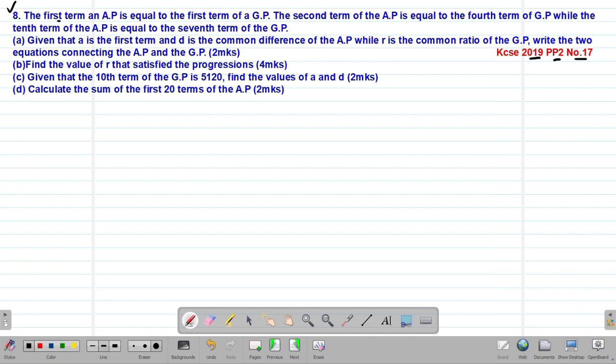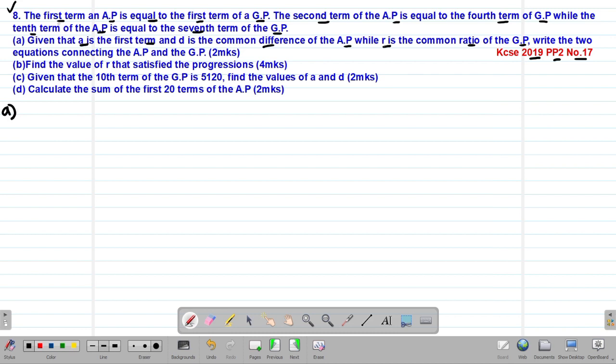It reads that the first term of an AP is equal to the first term of a GP. Then the second term of the AP is equal to the fourth term of the GP, while the 10th term of the AP is equal to the 7th term of the GP. Then in part A of the question, we are told that given that A is the first term, this one means that A is the first term of both the AP and the GP, and D is the common difference of the AP, while R is the common ratio of the GP. Write the two equations connecting the AP and the GP.